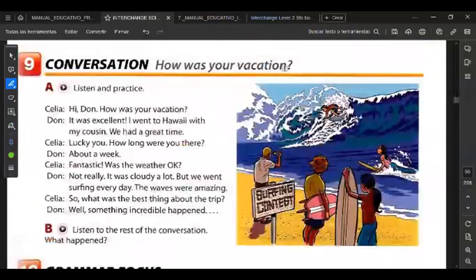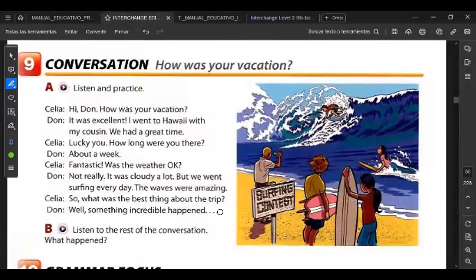Ok, how was your vacation? How was your vacation? Hi, Don, how was your vacation? It was excellent. I went to Hawaii with my cousin. We had a great time. Lucky you. How long were you there? About a week. Fantastic. Was the weather okay? Not really. It was cloudy a lot, but we went surfing every day. The waves were amazing. So what was the best thing about the trip?